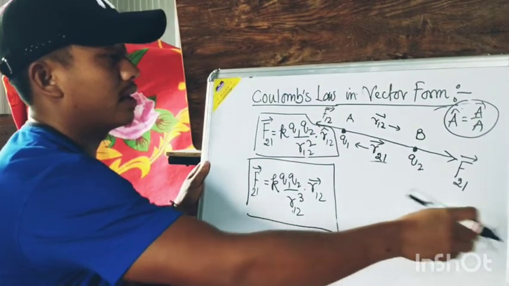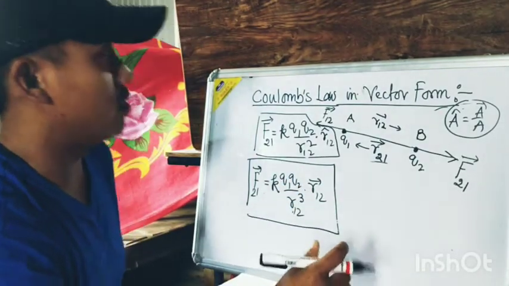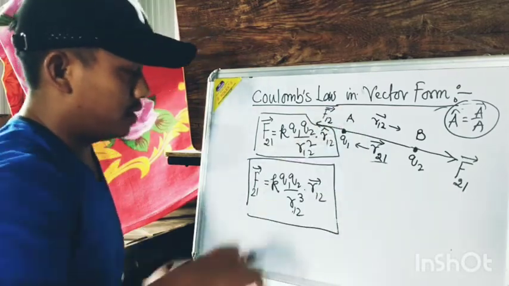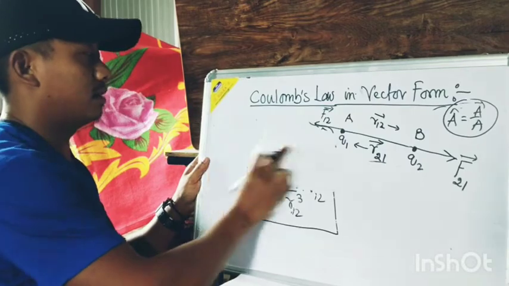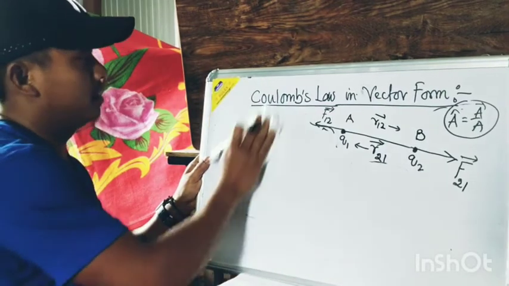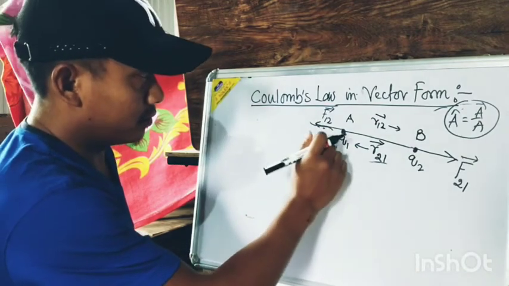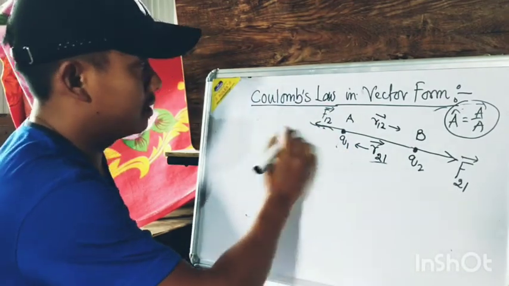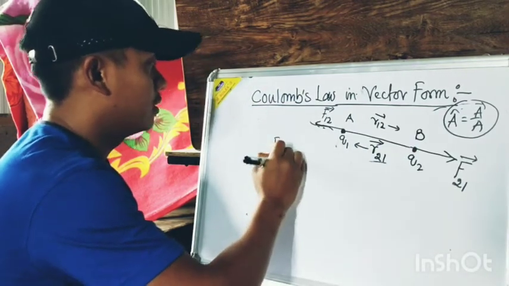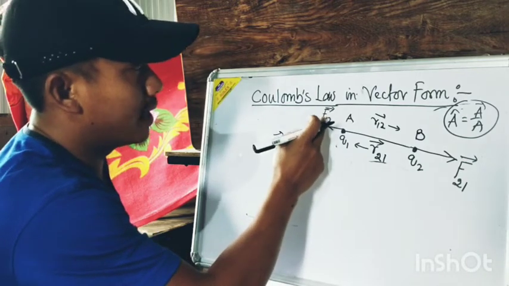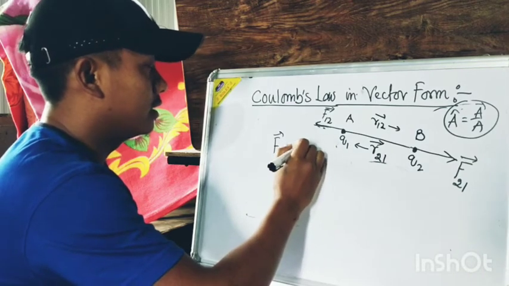I also gave you some assignment, in which you might have come across that these two forces obey Newton's third law of motion. You can readily observe from here. Let us forget about all these representations. Just observe here: this F21 is directed towards the right side and this F12 is directed towards the left side, that means they are oppositely directed.